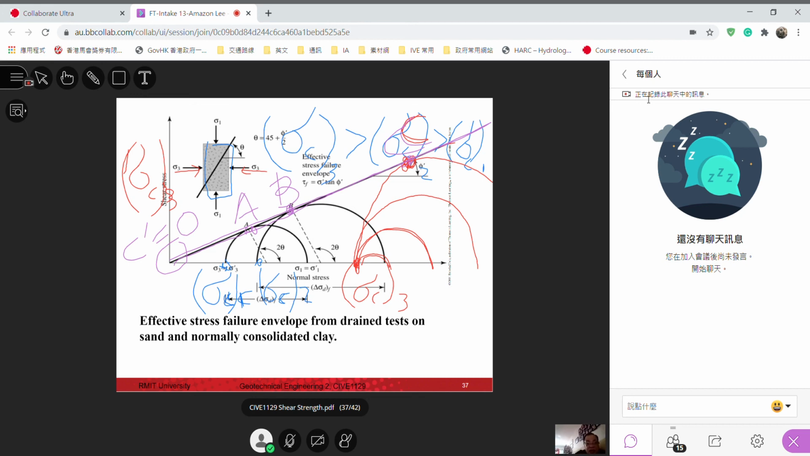But if this is a clay soil, a cohesive soil, then this cohesion intercept is not 0. It should have some higher value. But in this example, it's a granular, sandy soil, so the cohesion intercept equals 0. And then here, we measure the angle. This is your angle of friction.